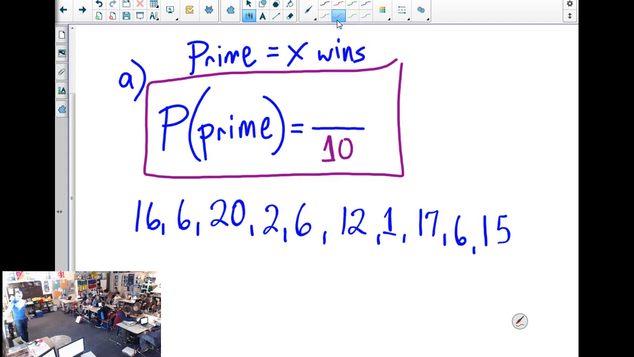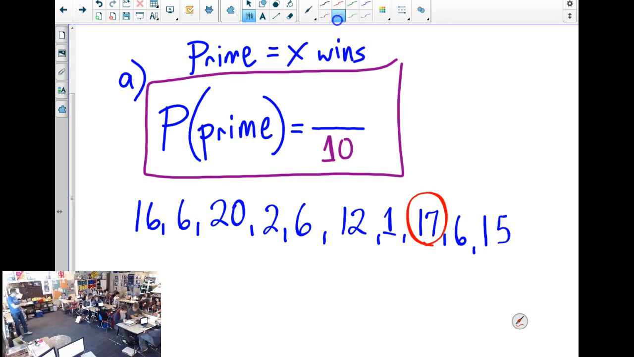So I'm going to go through and search for primes. Is it prime? No, no, no, no, no, no. Does one count as prime? No. It's kind of like this long argument that people are having. Mr. Smith, what do you think? Should we count one? Is 17 prime? No.